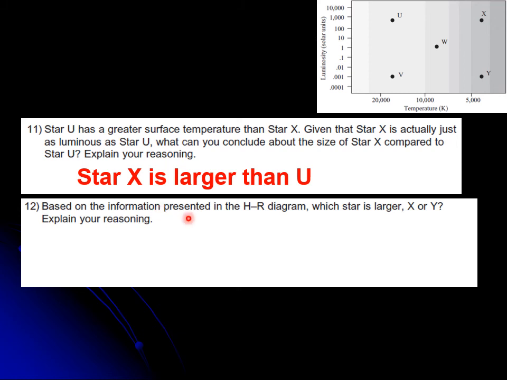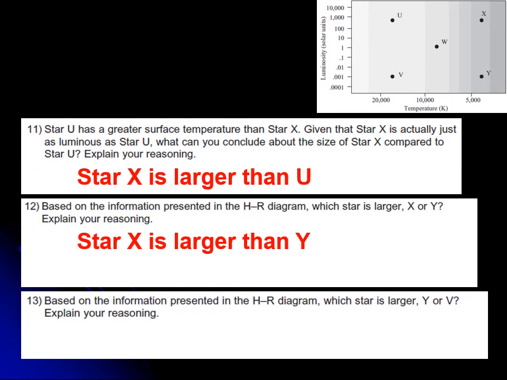Question 12. Based on this information, which star is larger, X or Y? Explain your reasoning. Well, this is the same situation as U and V before, so X is larger than Y. Question 13. Which star is larger, Y or V? Well, we see that they have the same luminosity, but this one is hotter than this one, so Y has to be way larger in order to have the same luminosity.